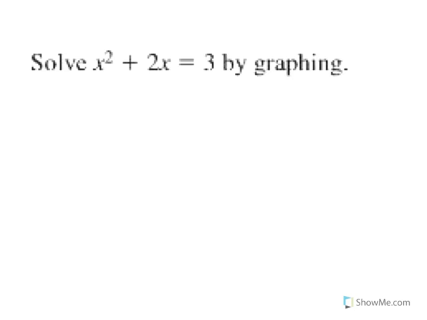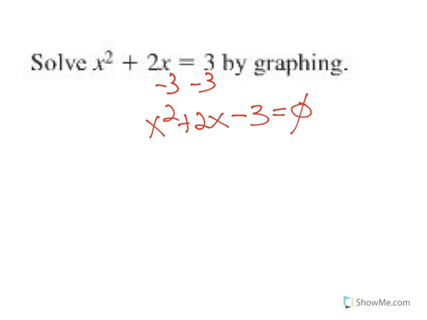So we need to graph this, but first we have to get it into that standard form, which means we need to move that 3. So we need to subtract 3 from both sides so that we end up with 0 over there on the right. -3 equals 0. Okay? And then we can make our table like we're used to.